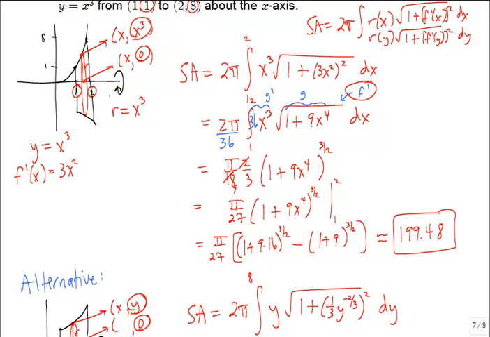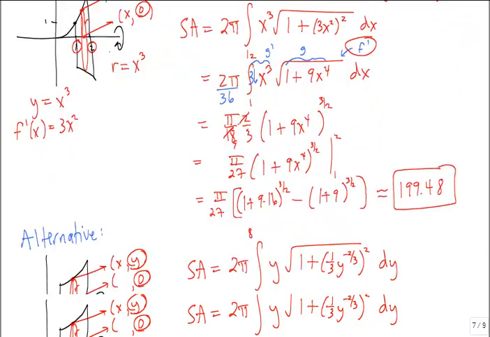Okay, most of the time you can let that radius just be an x or a y, but as you saw from this example, letting that radius be x cubed actually gave us a little easier problem and a little simpler integral with less work. Let's try another example.